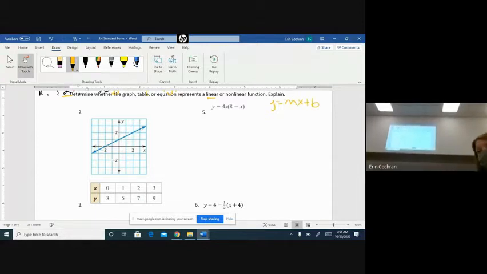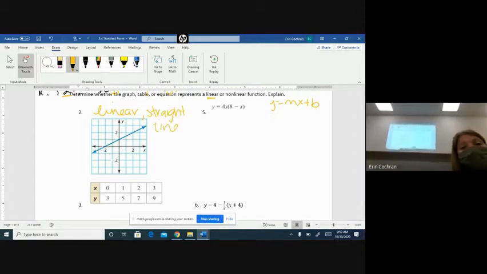Hi, Nolan. We're going over some bell work over 3.4 here. All right, so number 2, James, is that linear or nonlinear? Linear. Why? Right, it's a straight line. Perfect.